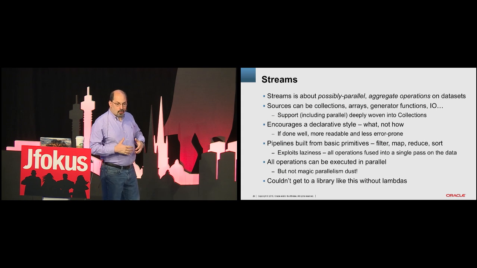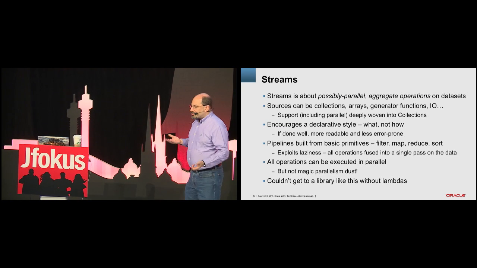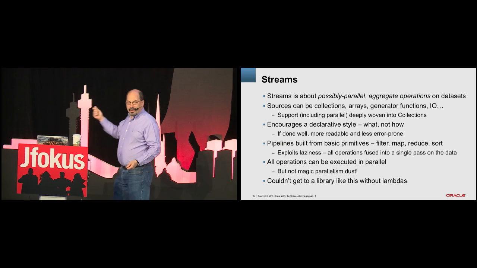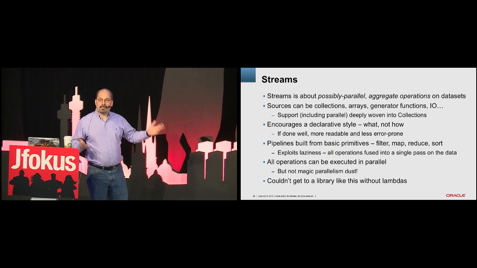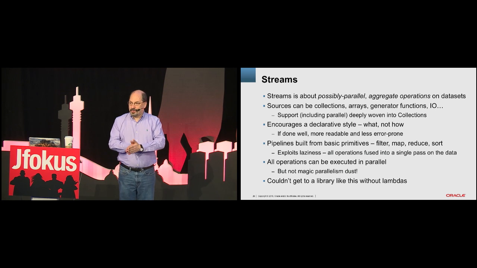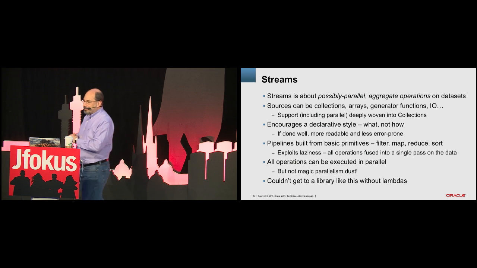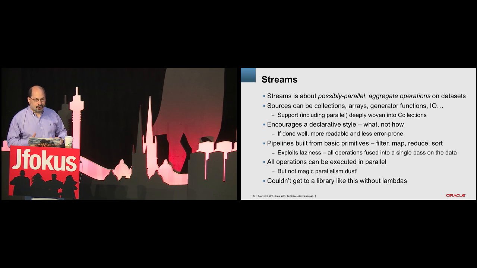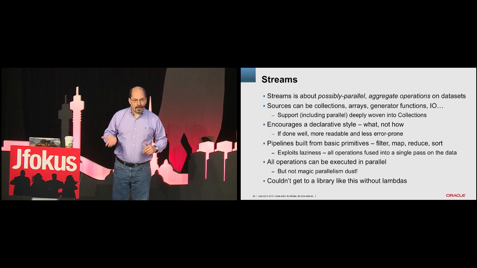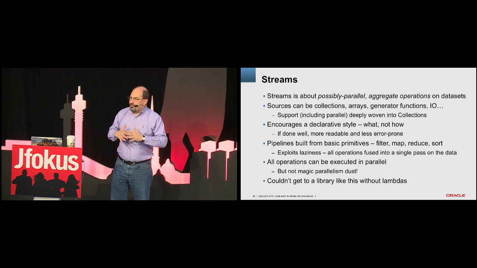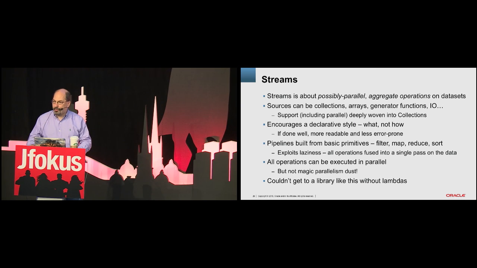OK, so the streams library. Most of you are familiar with the streams library. Streams are about bulk aggregate operations on data sets. And we describe these as possibly parallel aggregate operations on data sets, which is to say that you could do them sequentially or you could do them in parallel. It's not just tied to collections. Your data set could come from an array, a generator function, could even come from I/O. And we've woven support into the JDK library. All the collections have good support for decomposition.